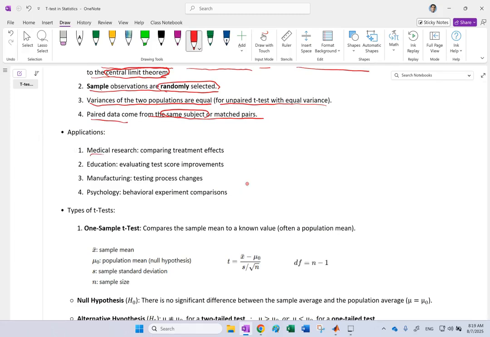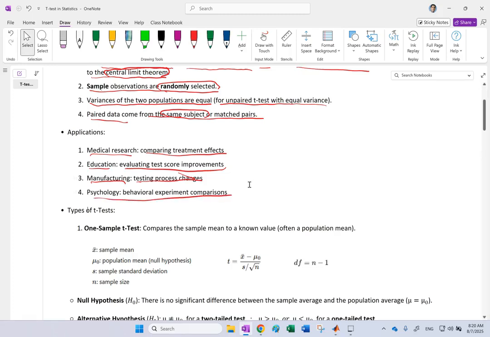topics. So in medical research, for instance, if you apply a treatment and you want to see if the treatment was effective or not, or if it was just a placebo effect, you can do that. In education, if you did something and you want to know whether it improved the grades of the students or not, you can do that. In manufacturing, if you want to, for instance, perform a heat treatment or anything on the part and see whether it improved the strength of the part or not. Okay, in psychology, again, some behavioral experiment comparisons.